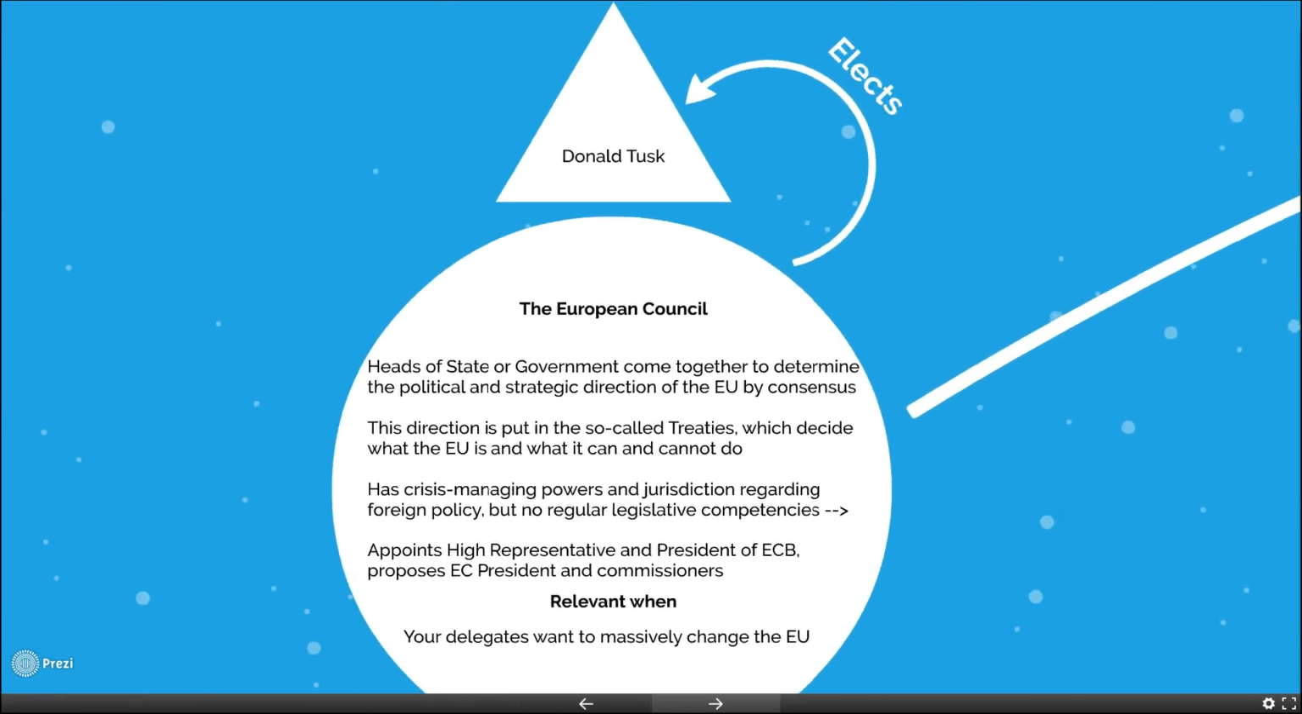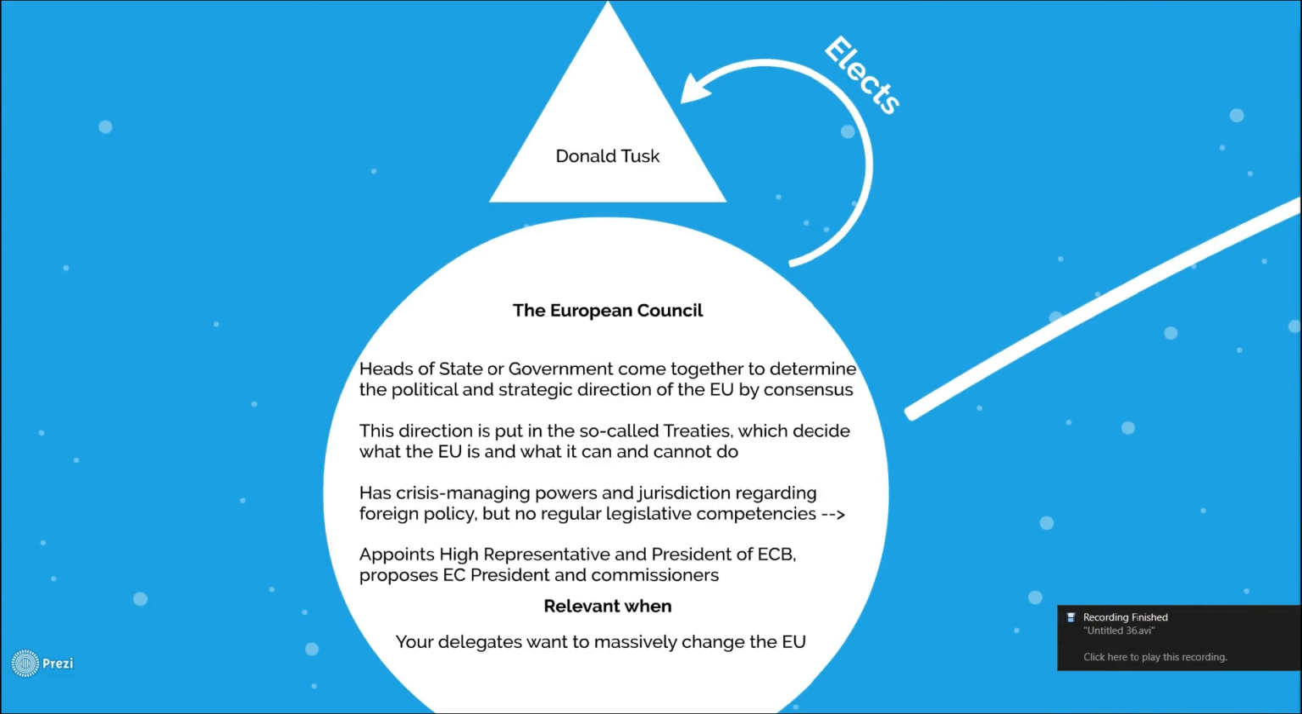First, let's look at the European Council. The European Council consists of the heads of state or government from all member states of the European Union. The President of the European Commission, currently Jean-Claude Juncker, and the President of the European Council, who is also the President of the EU, Donald Tusk, are also present during its meetings, but are not allowed to vote. The European Council determines the political and strategic direction of the EU by consensus, which means that all member states have to consent to the direction set by the European Council.